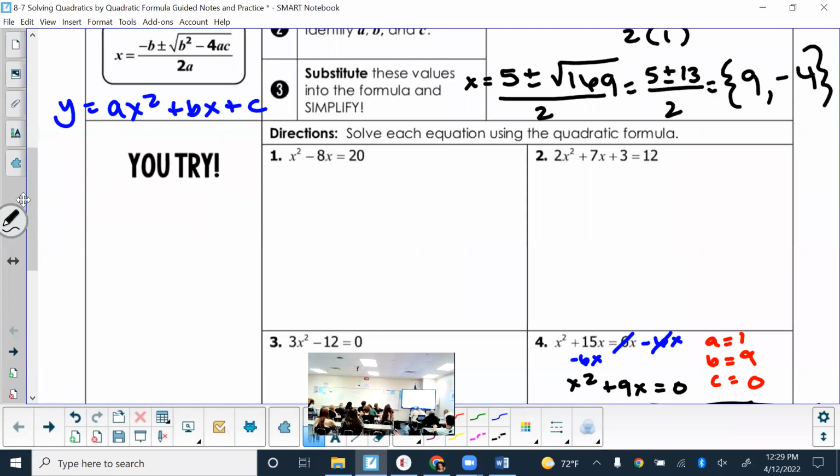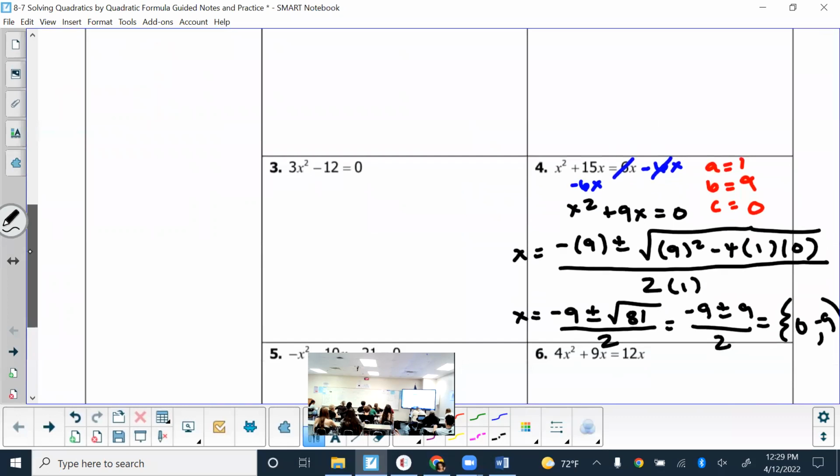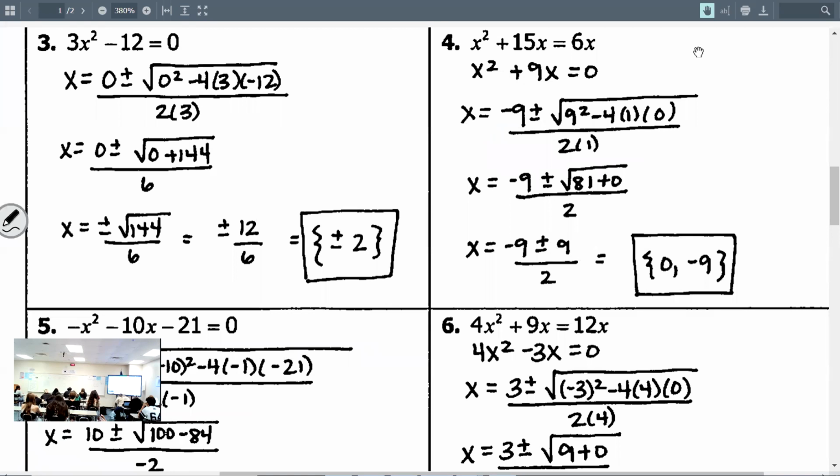All right, so the ones that you will be trying will be number 3 and number 7 on the back. I'll give you like 2.5 minutes. So number 3, I'll just project to you. The answer should have been 2 and negative 2, which they just shorten to plus or minus 2, which means the same thing.